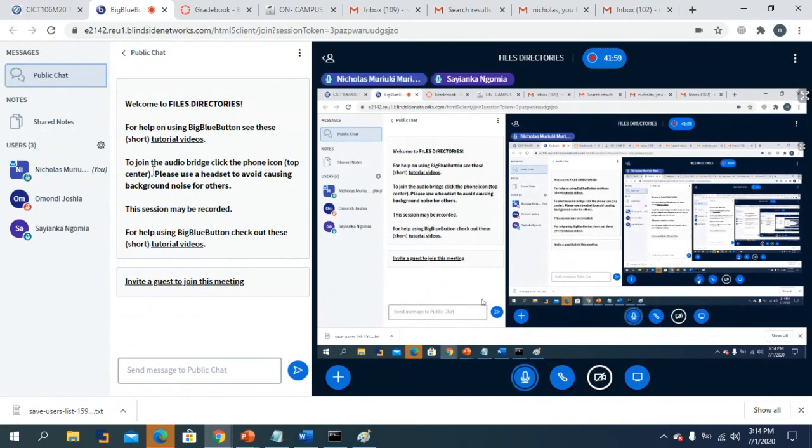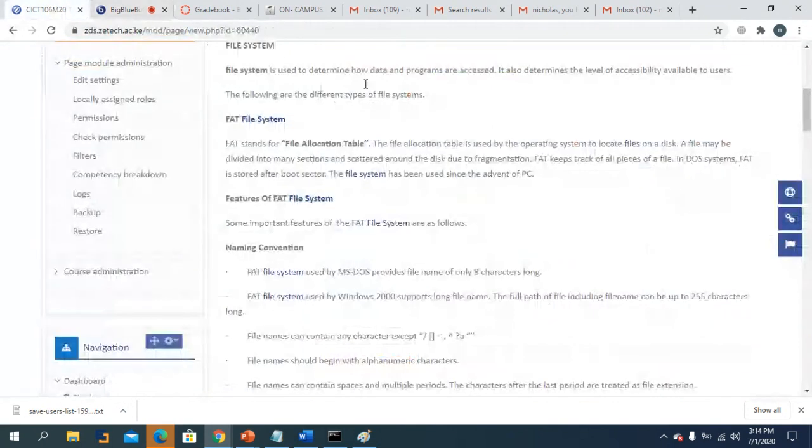So in this case, we can understand that if you have these file systems, you can provide clear access within the files. And when you provide clear access to the files, it's very easy for you to provide the mode of access. And that's why we are saying one of them that you can use is the FAT, the file allocation table. The file allocation table is used by the operating system to locate files on a disk.